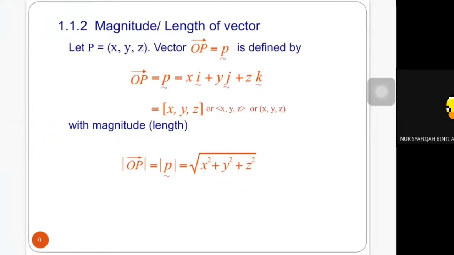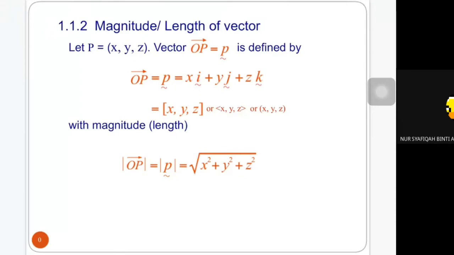Okay, now the magnitude or the length of a vector. Let's say you have P, then the vector will be OP or vector P, with components X, Y, and Z. The magnitude or length of the vector P is equal to the square root of X squared plus Y squared plus Z squared.